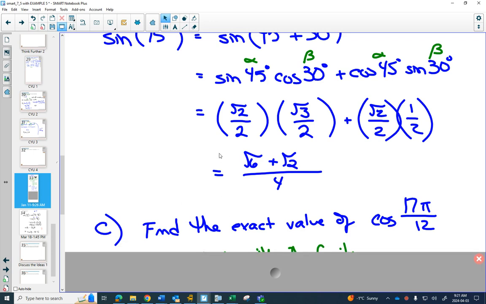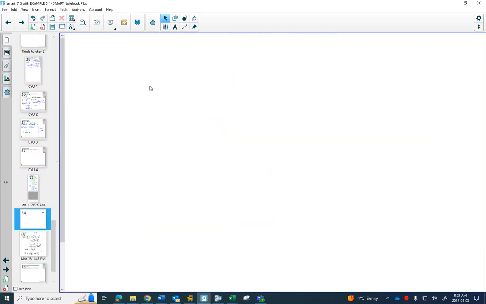So our next question is going to be to find the exact value of cos of 17 pi over 12. And the reason I gave you a scrap piece of paper is because the hardest part in a pi over 12 question is to figure out two family members from your pi plate that add or subtract to equal 17 pi over 12.